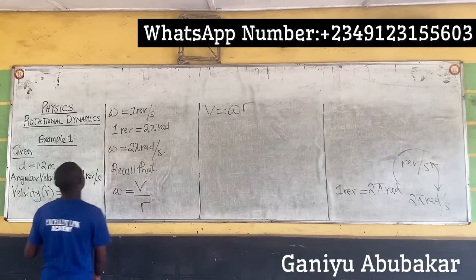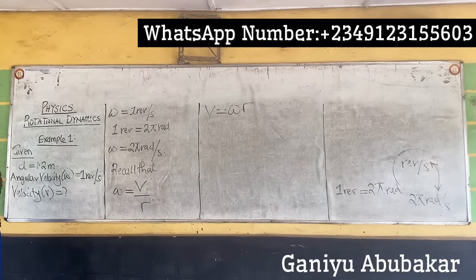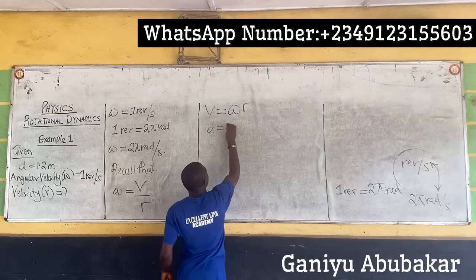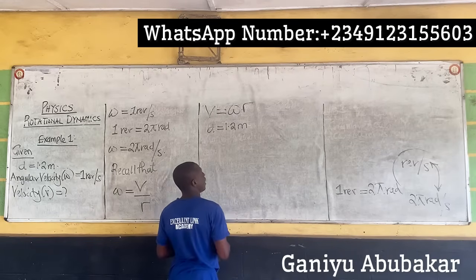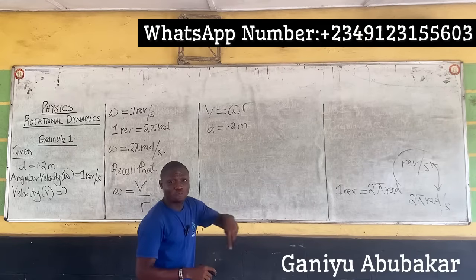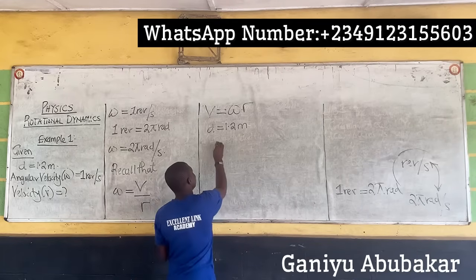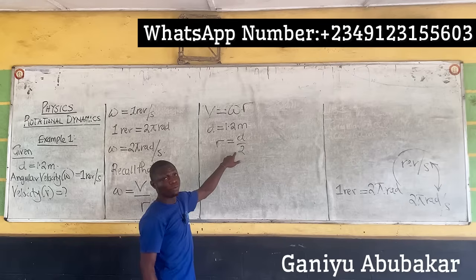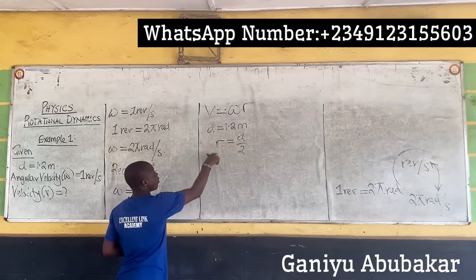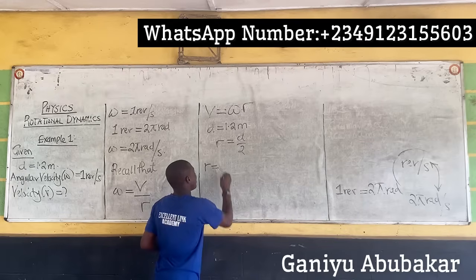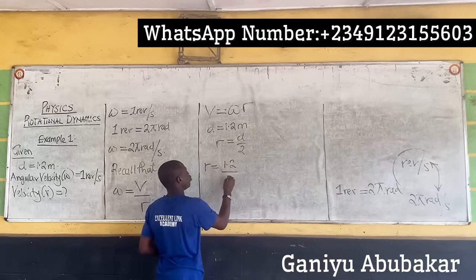Input values. First things first, I'm not given R, but I'm given diameter. So diameter D was equal to 1.2 meters. You can get radius from diameter. Recall from the mathematical expression that radius is equal to diameter over 2. I gave you this. Let's get R. R should be equal to diameter 1.2 divided by 2.